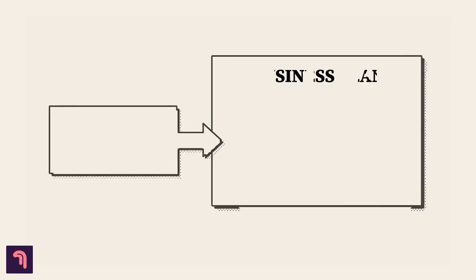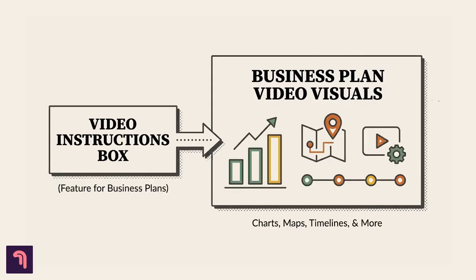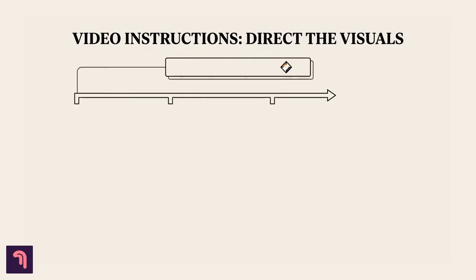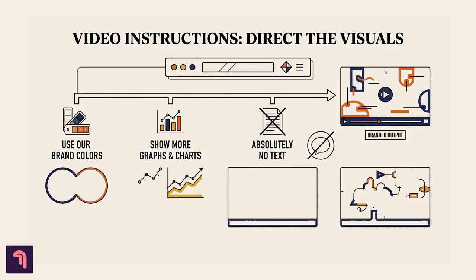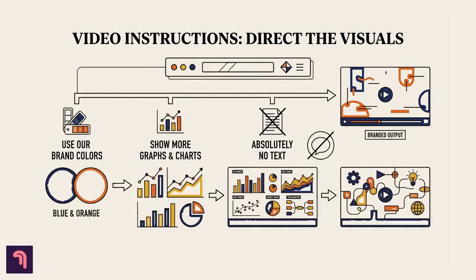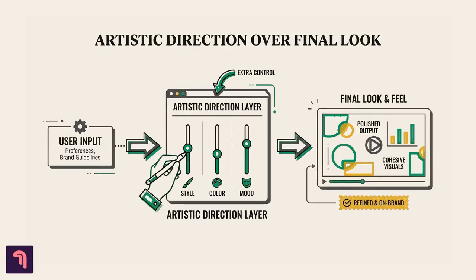Similarly, the video instructions box, which is a feature for business plans, guides the visuals. You could tell it, use our brand colors, blue and orange, or show more graphs and charts, or even absolutely no text in the video. This gives you an extra layer of artistic direction over the final look and feel.